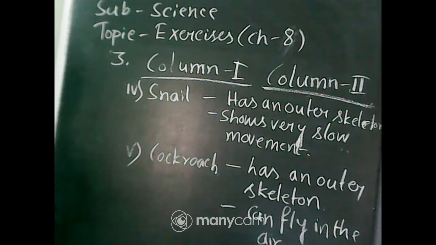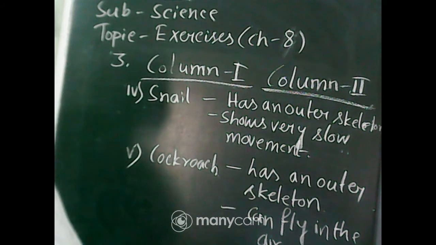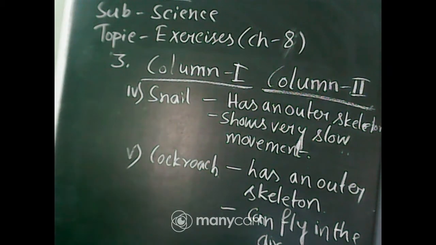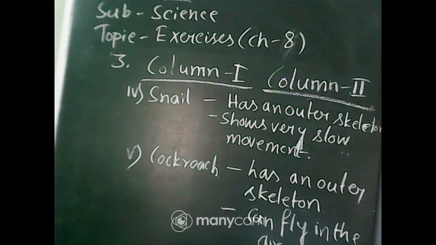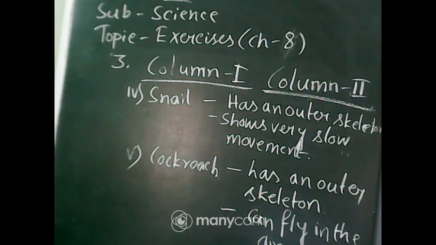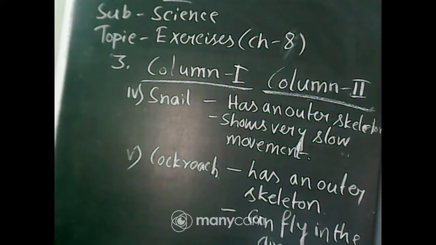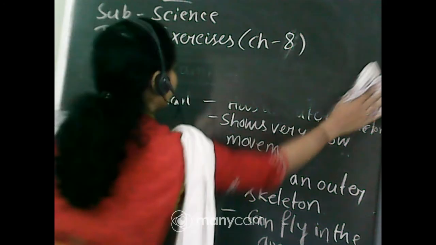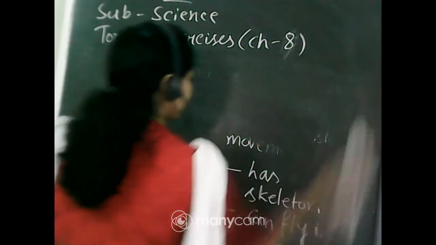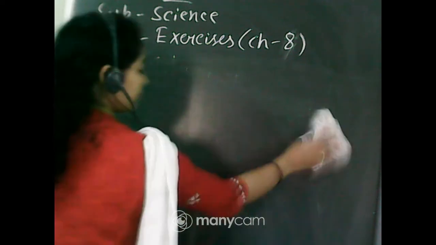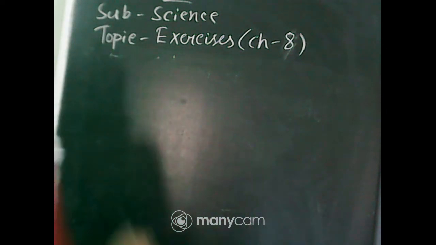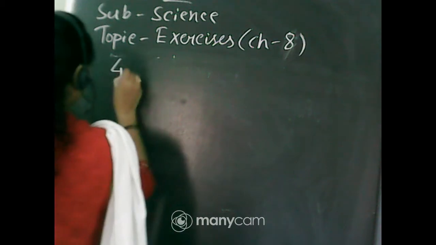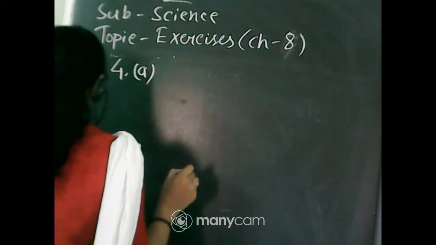I hope you understood all these options that I have given. Now I am going to discuss the remaining portion of this exercise. Answer the following. So I am rubbing this portion. Now comes to question 4A, what is a ball and socket joint?